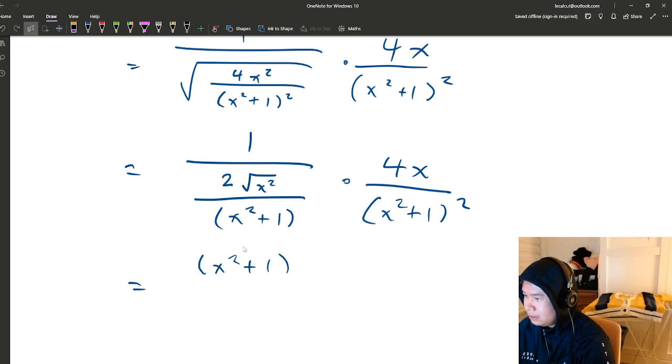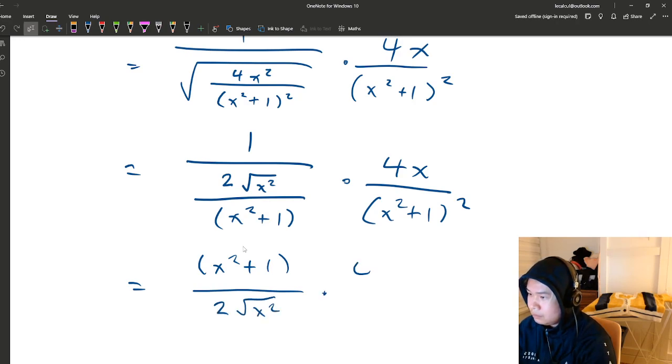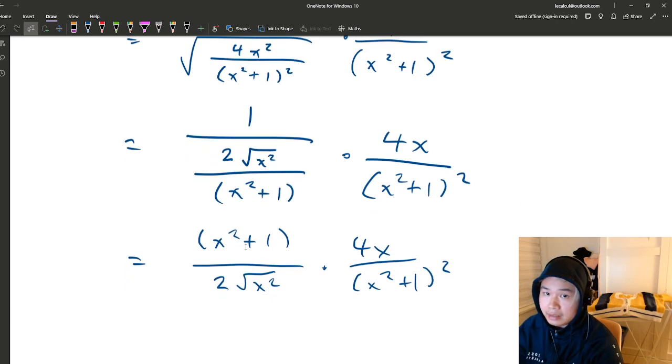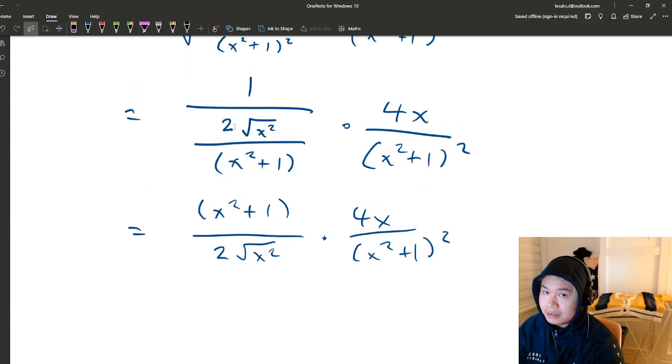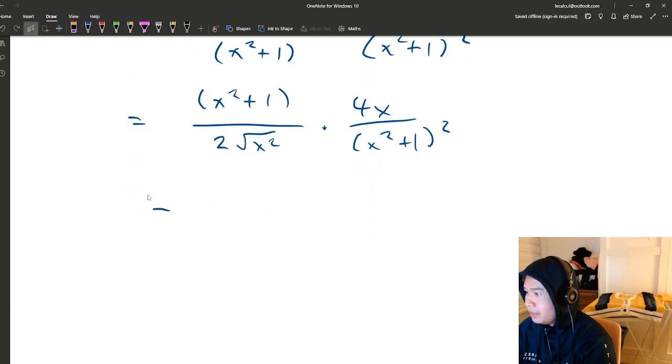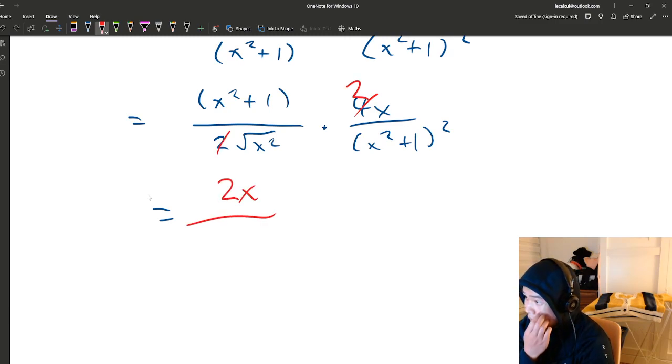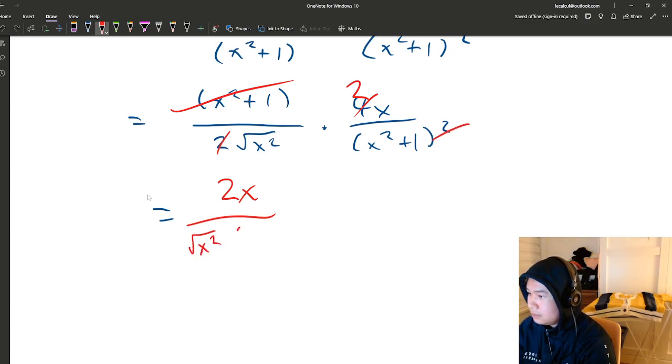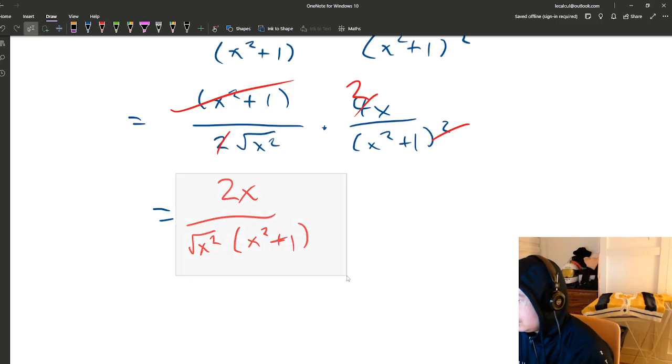And then this is going to be rewritten like that, because this is just the reciprocal of a fraction, which means that you literally just take the reciprocal of the fraction. And then we're done, right? Yeah, we are. So this divides with this. This gives us our 2x. And then this cancels out with one of those. And we have shown what we needed to show.